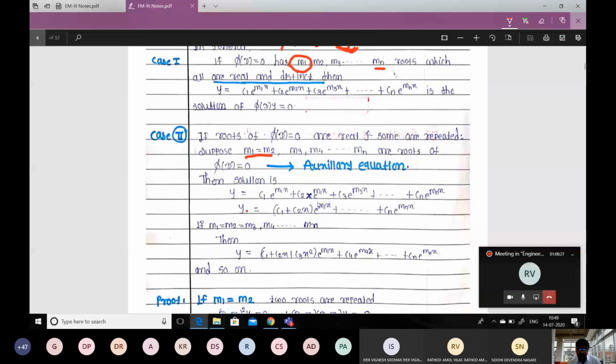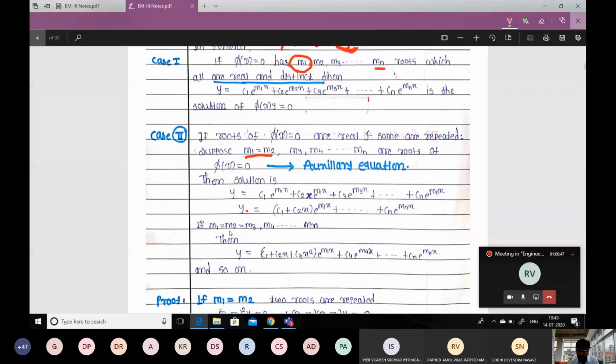Just a change in the first 2 terms, and the remaining solution will follow from case number 1, that is c3 e to the power m3x, c4 e to the power m4x, and so on. But the change will be in the first two terms, c1 plus c2x. Why? Because the roots get repeated 2 times. So that's why we have to go up to c1 plus c2x.